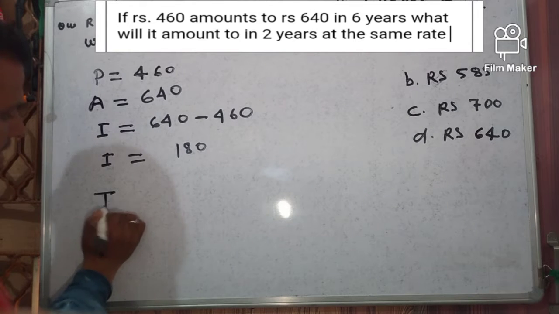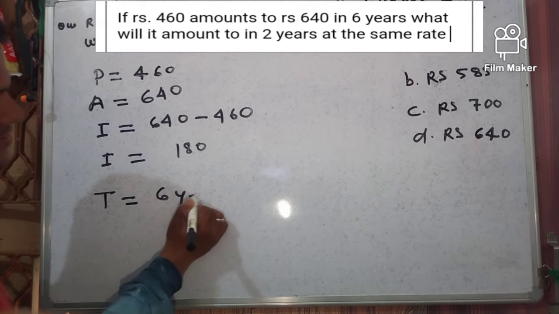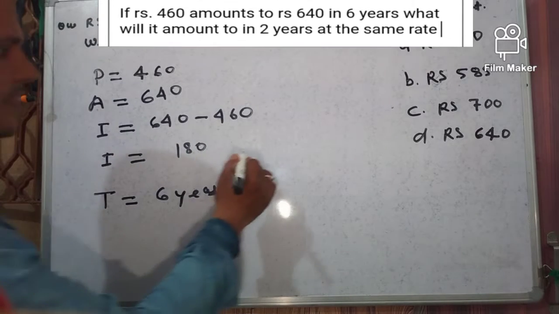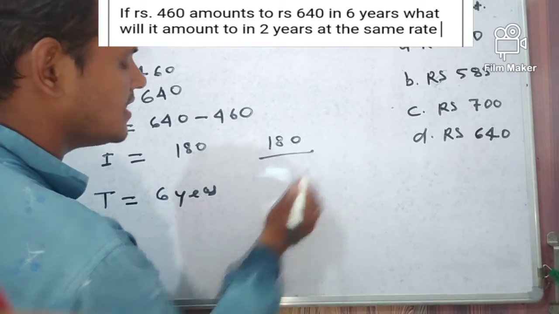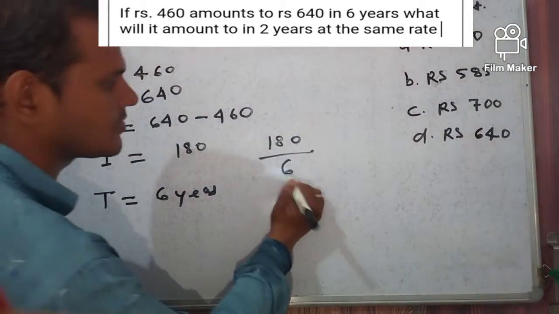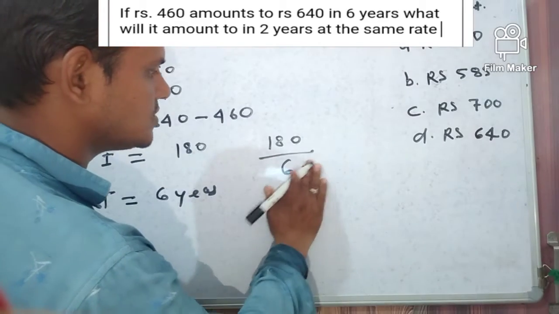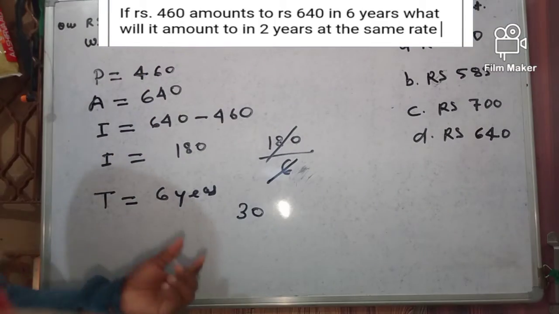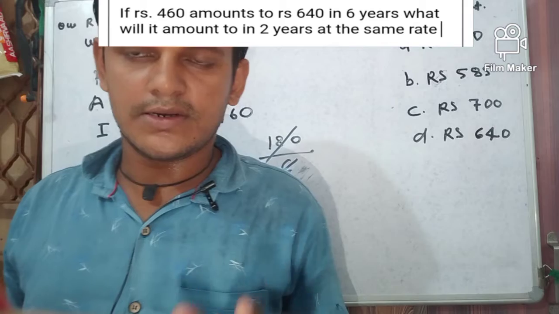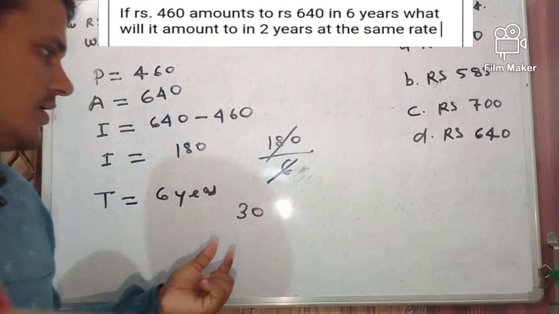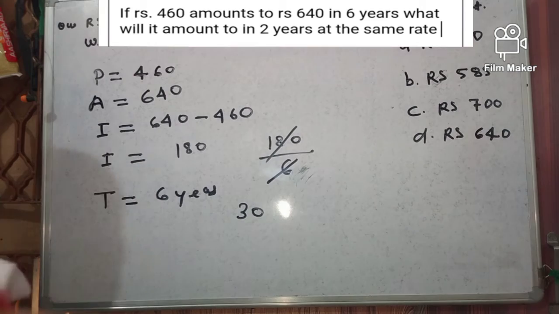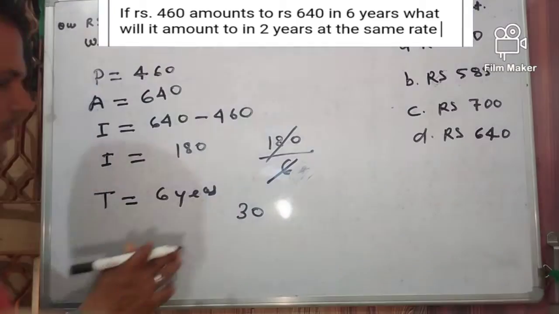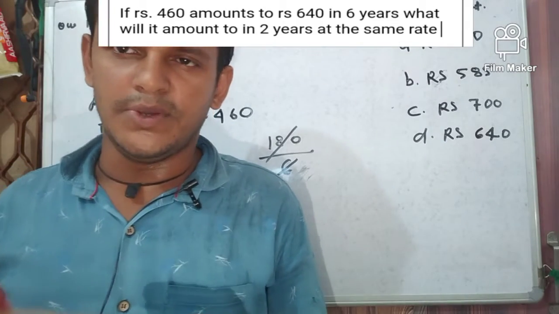Time duration taken is 6 years. So in 1 year it will be 30. See here, this is the total interest in 6 years. So in 1 year it will be 30, because 30 into 6 will be 180. So in 1 year it comes to 30 rupees.